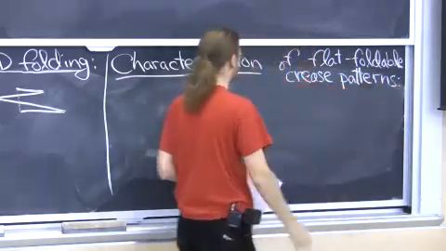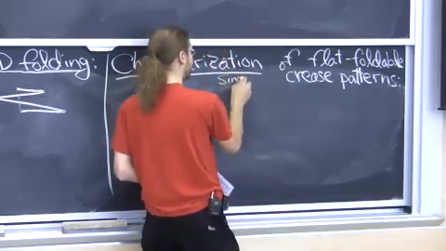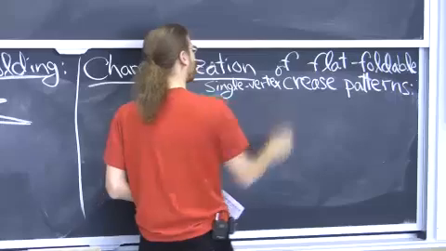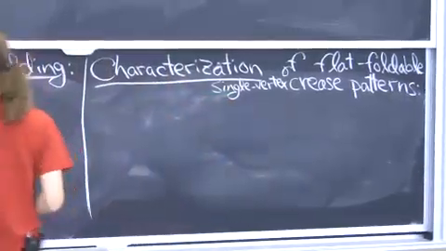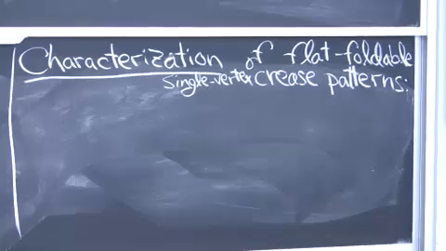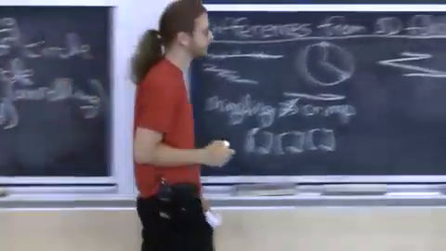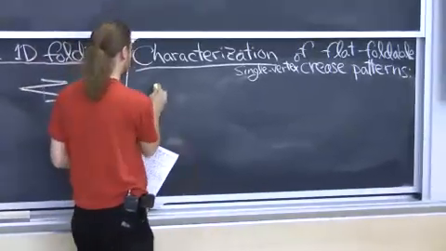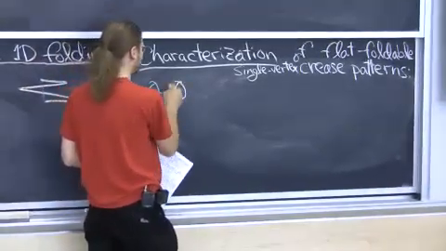It would be great if I could just say that, but here, of course, single vertex. So I give you one of these sequence of angles. Let's say it sums to 360 or less. When is it going to be flat foldable? And the answer is very simple. Let me write it down.